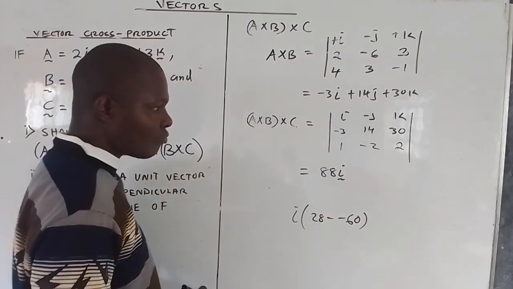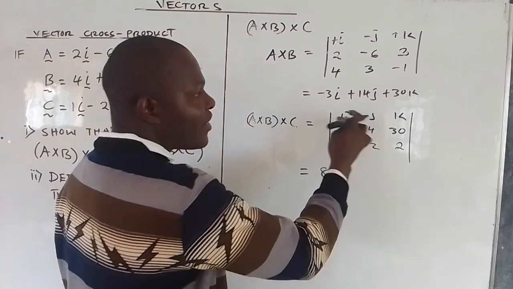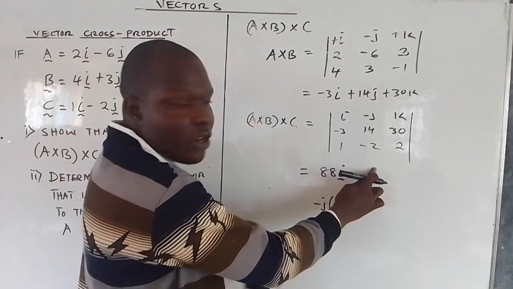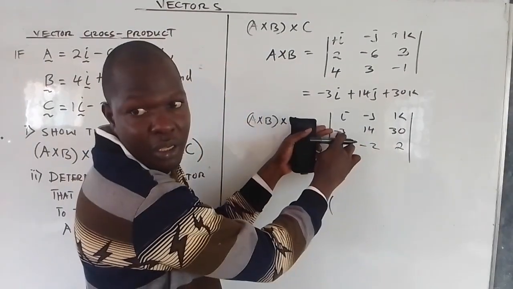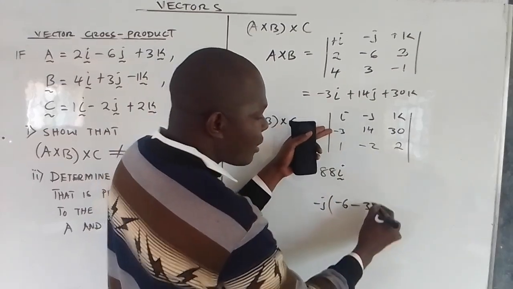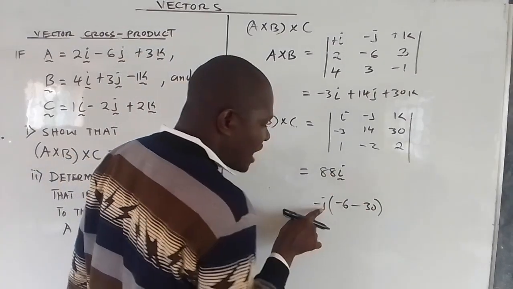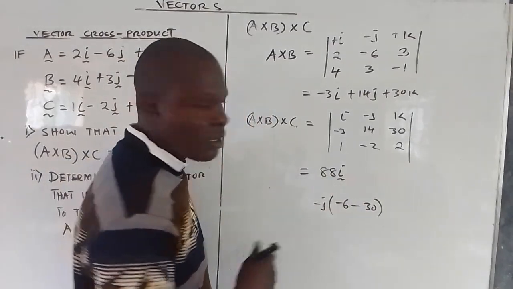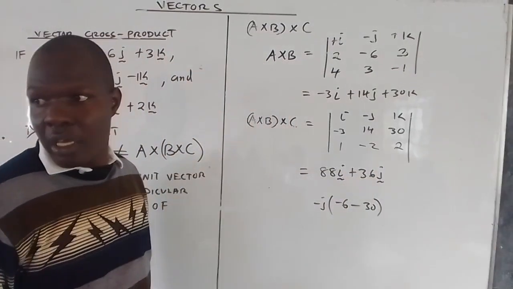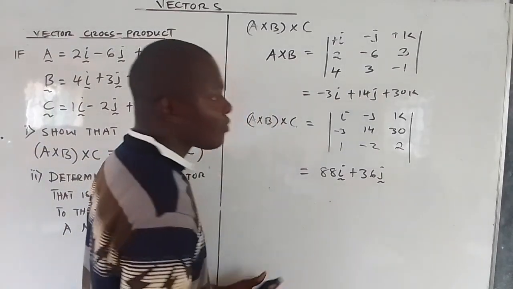Then move to the next one. Here we have negative j. Then in bracket, j is in the first row and second column. So if you block the first row and the second column, what do you remain with? See, 2 times negative 3, which is negative 6. Then minus 1 times 30, isn't it? So what do you get? Negative 6 minus 30. Then negative 36 times negative j, which is outside, positive 36j. Are we together? Move to the next one.